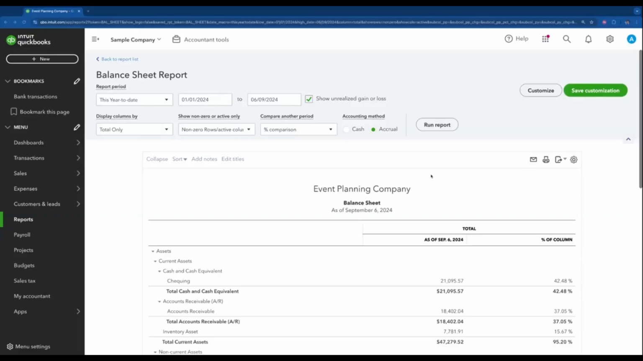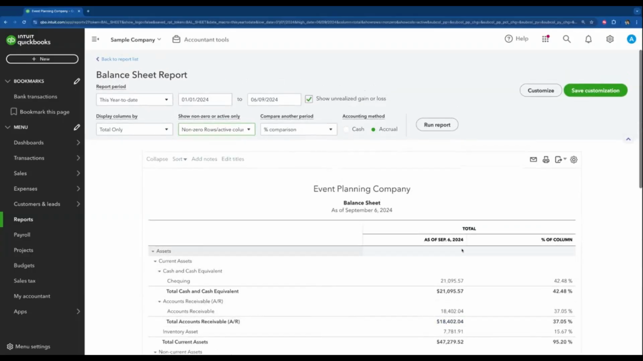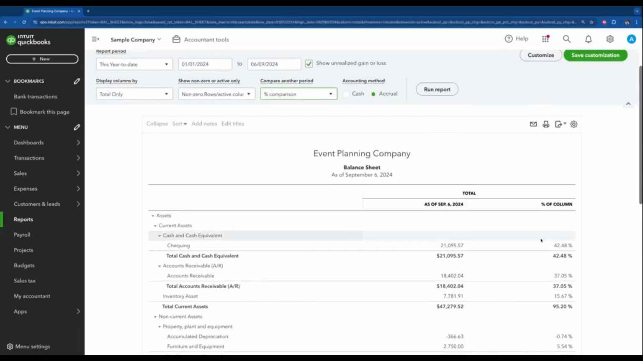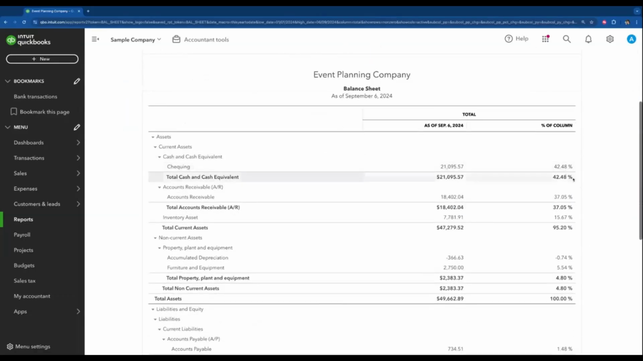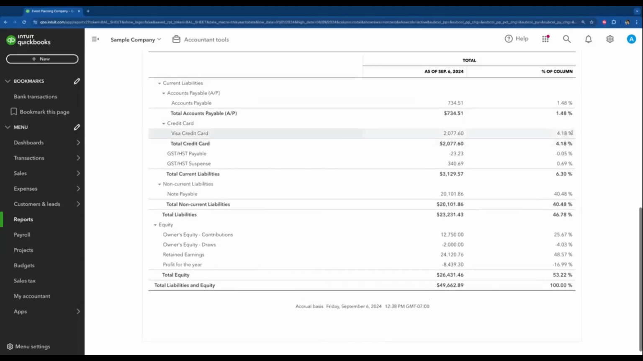If you're in QuickBooks Online and you're following along, I like to change the setting from active as the default. I change that to non-zero because for me, I don't really care to see any accounts that are zero balance. That might just be me. Now, for the balance sheet, I like to check off the percentage of column setting. This is great because it'll tell me percentage of the total assets, for example, Visa credit card, percentage of the total liabilities and equity.